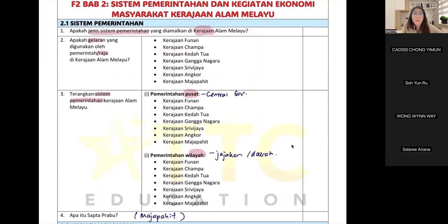So basically your 2.1 is like this. Only got four questions you need to take note. What's the type? What's the gelaran? And what is the system? How did they manage? Do you still remember? And what is Sabta Prabhu? Like this, you will get full marks already.